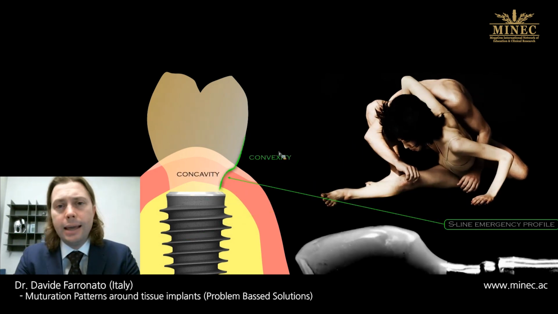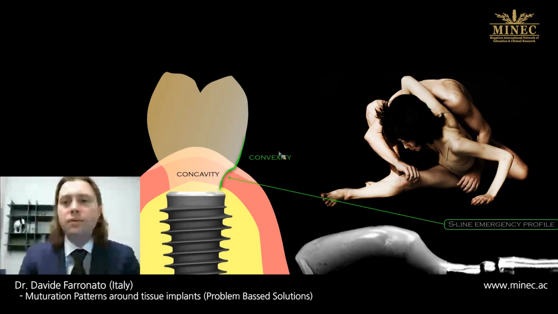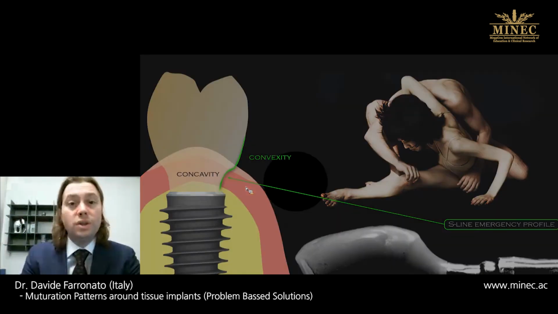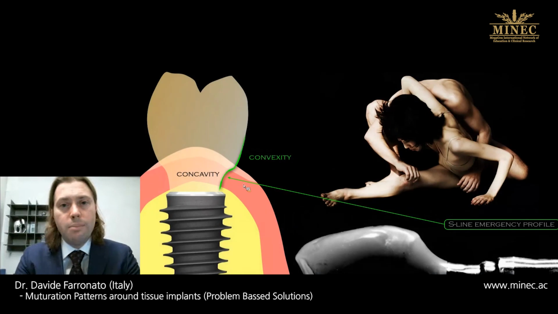And please apply S-line emergence profile with your technician in order to give the maximum space for tissue, for nature. Remember, titanium, resin, and ceramics do not feed cells. The more space you leave to nature, the more nature will be stable over time. And use a convexity outside the free gingival margin in order to mechanically protect the tissue surrounding the implant.